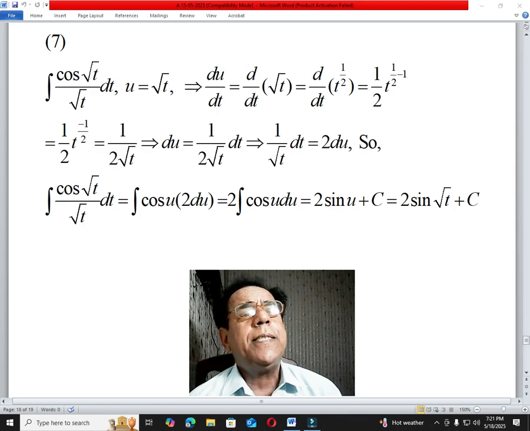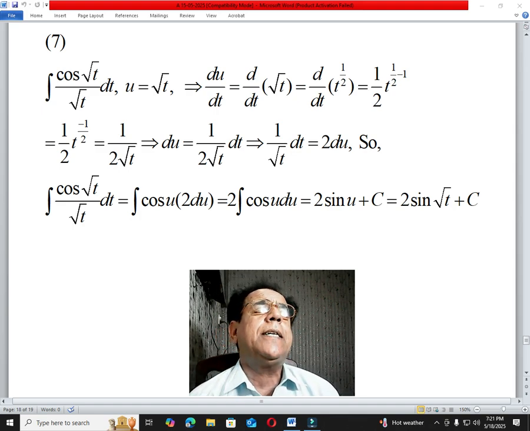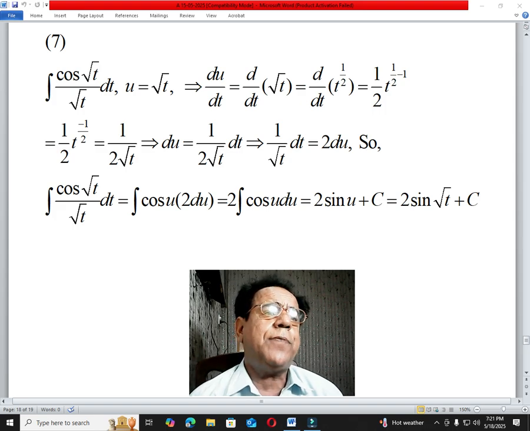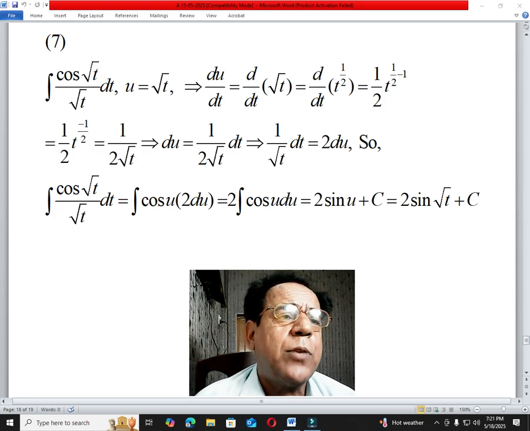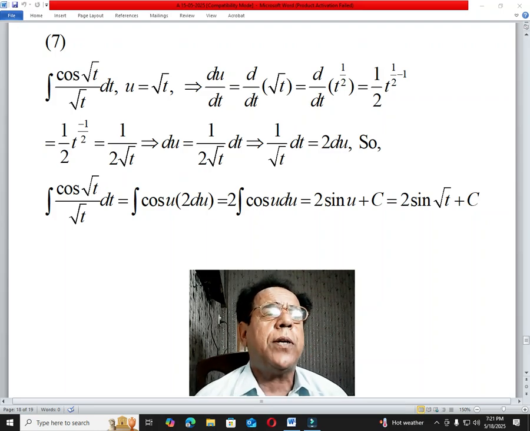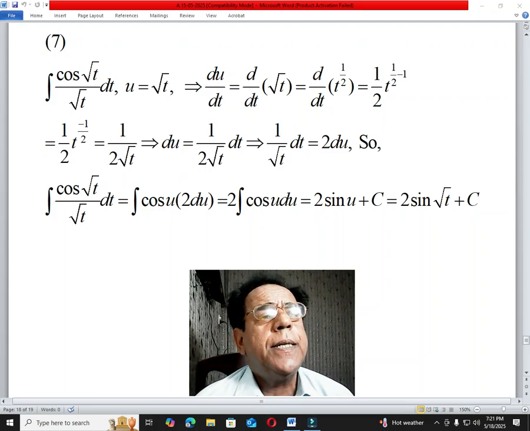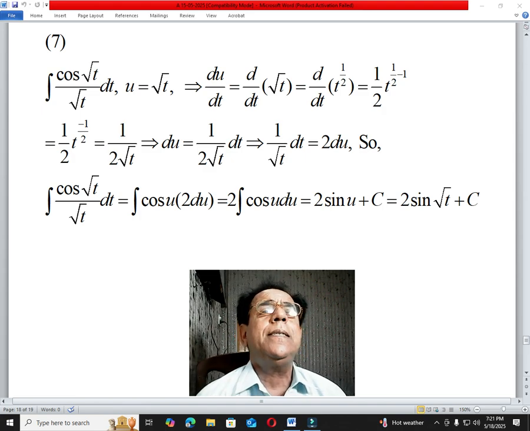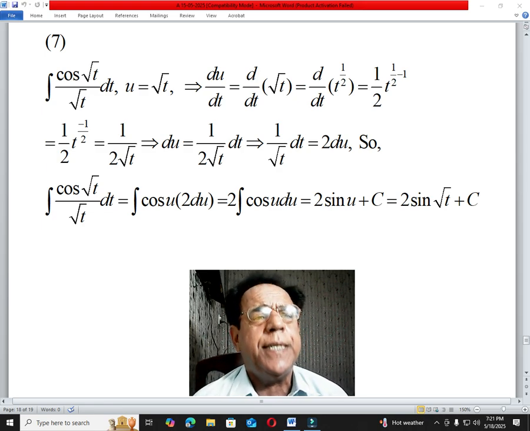and we know this power minus 1 by 2 will be shifted to the denominator, and it will become power plus 1 by 2 in the denominator, and this power 1 by 2 is also equivalent to square root, so it will be equal to 1 over 2 times square root of t. This is actually the value of du by dt. From here du will be equal to the same quantity into dt.